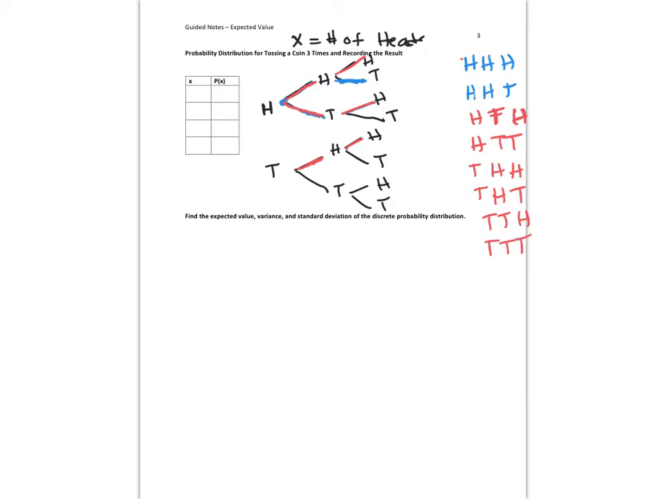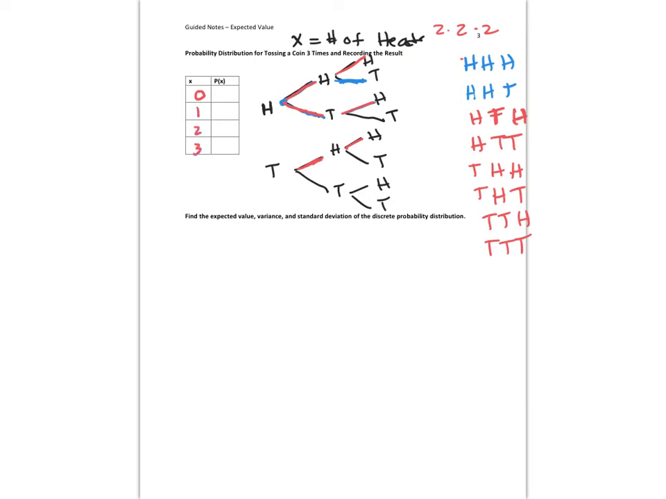I knew there were going to be 8 because you had 2 choices the first time you toss that coin, 2 choices the next time, and 2 choices the third time. 2 times 2 is 4, 4 times 2 is 8. I used the fundamental counting rule. All right, so let's record the number of heads. We might have 0 heads, 1 head, 2 heads, 3 heads.